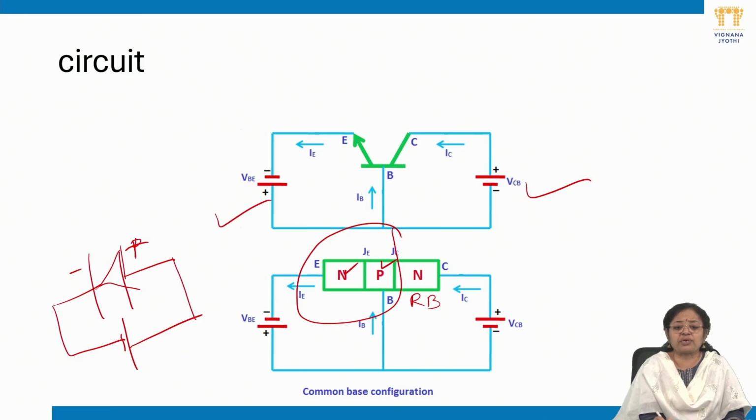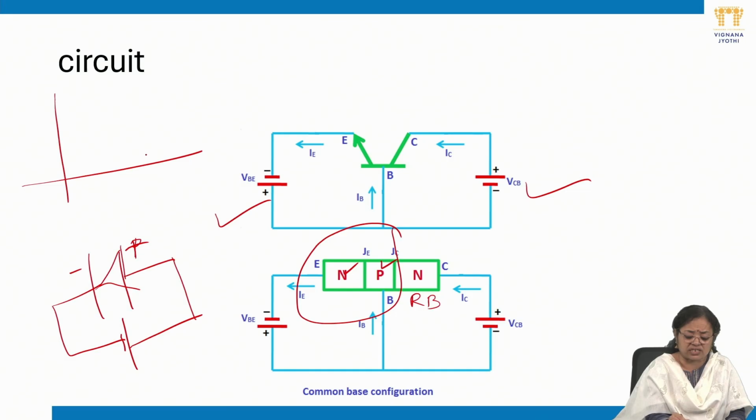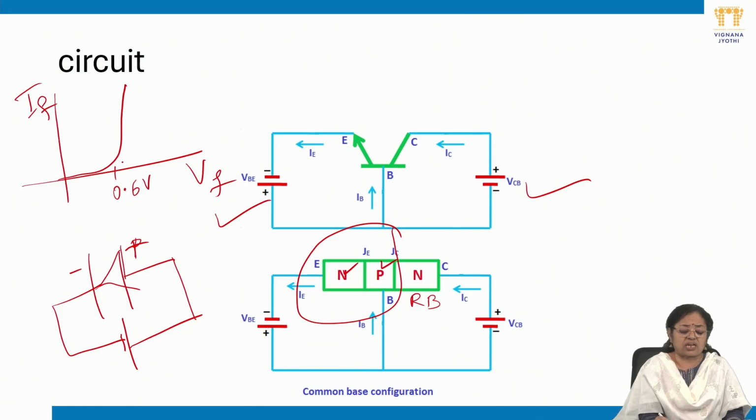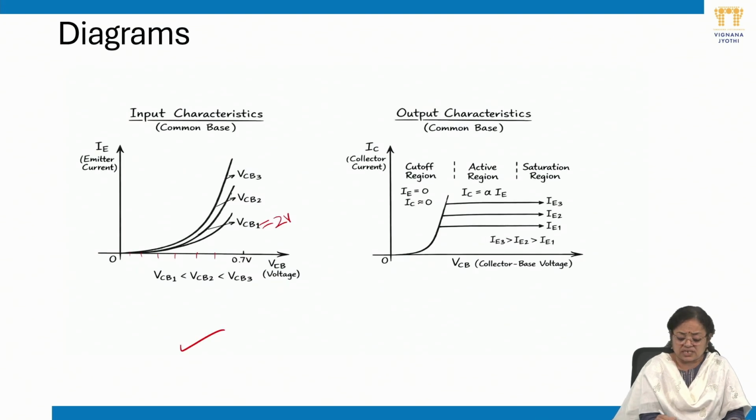If we recollect the PN junction diode concept, the forward bias PN junction diode characteristics are exponential: forward bias voltage against forward bias current. For a silicon diode, at 0.7 volts or 0.6 volts, the conduction starts. Hence, we have to vary this particular VEB in steps of 0.1. As I discussed, the value of VEB will be varied in steps of 0.1.